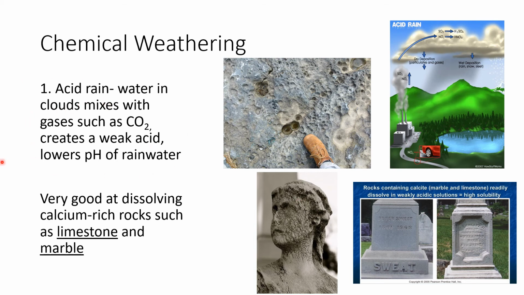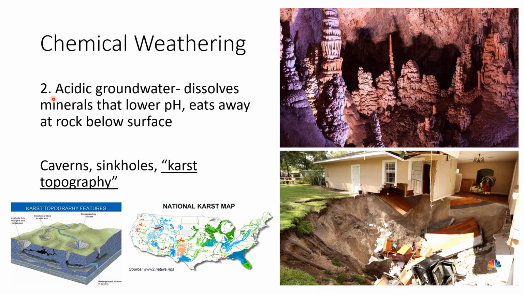The most common acid that is formed in acid rain is called carbonic acid, and that's when you have carbon dioxide mixing with the rainwater. You get carbonic acid. Next we have acidic groundwater, and this mostly happens when some types of minerals in the soil or the rock that's underground dissolve into the groundwater and lower the pH, similar to how acid rain forms. And so now you have a low pH of groundwater, and it's really good at dissolving calcium-rich stuff that's below the surface.